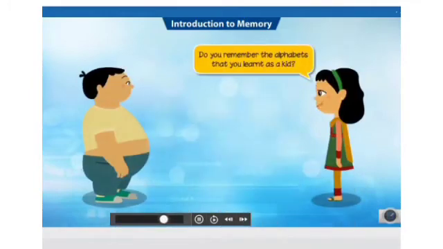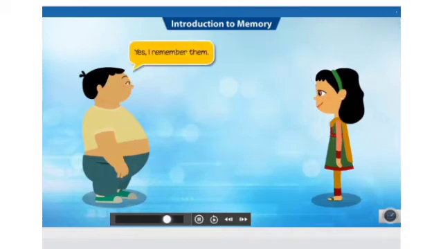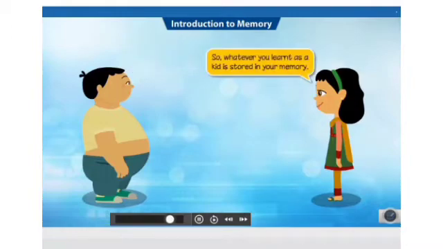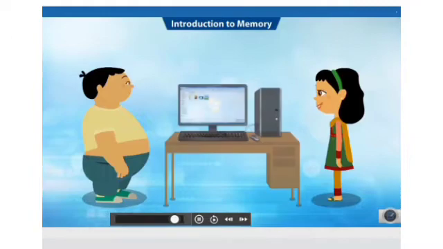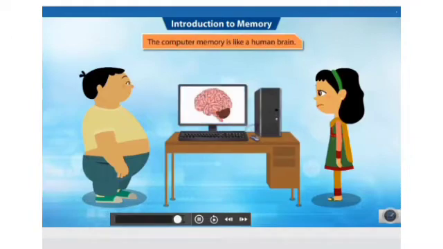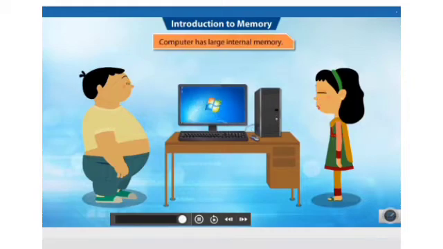Do you remember the alphabets that you learnt as a kid? Yes, I remember them. Whatever you learnt as a kid is stored in your memory. Similarly, the computer stores all the information it gets into its memory. The computer memory is like our human brain. Generally, a computer has a large internal memory which can store a huge amount of data.